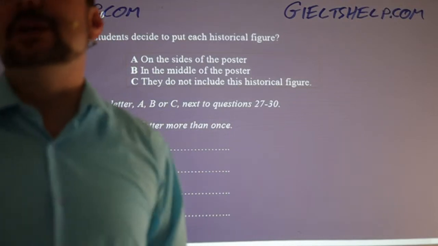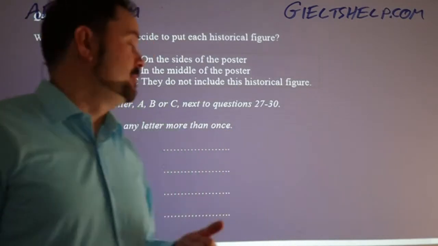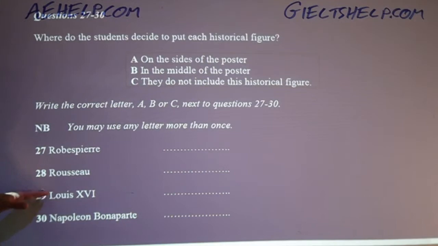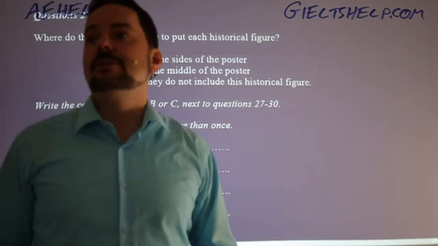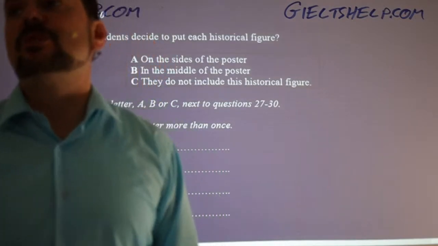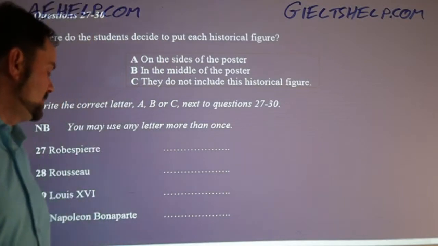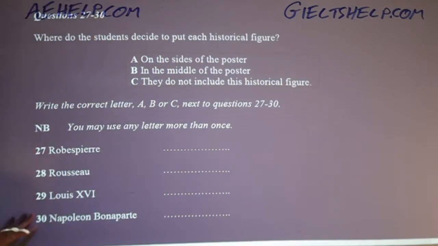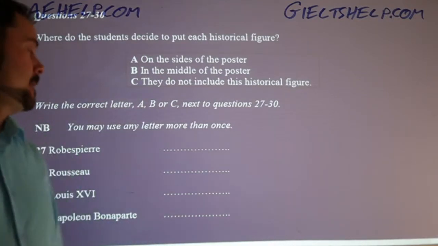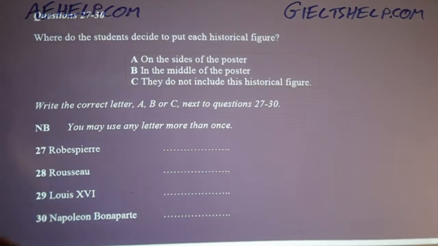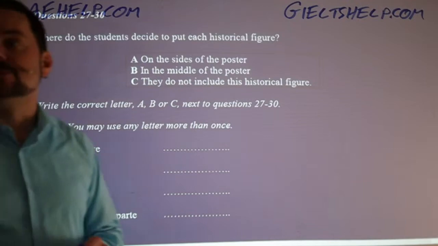All right, before we talk about each of these people. So Robespierre, Rousseau, Louis the 16th, Napoleon Bonaparte. Irfan, it's not about French historians. Okay, these are not French historians. Napoleon was the emperor of France at one point. Okay, some of these, this was the king of France. Okay, so these are not French historians.